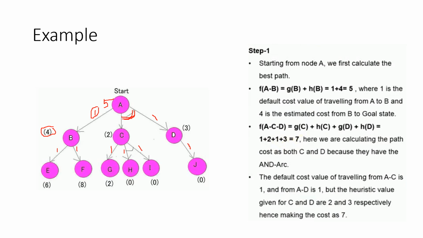And if we are solving C, we have to solve D also because we have an AND arc. So for C, h of n is 2 and the path cost is 1. So it will be 3. Then we have to solve D also. For D, h of n is 3 and g of n is 1. So it will be 4. There is an AND arc, so we have to add these two. So it will be 7. When comparing these two, 5 is less. So we are choosing A to B.